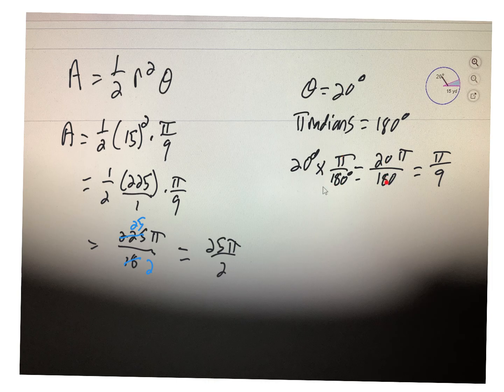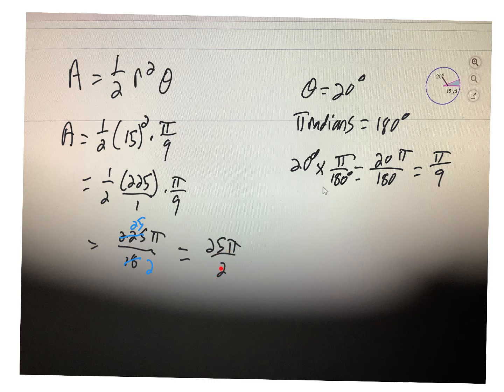So that'd be 20 pi over 180. You divide by 20, so that's the same as pi ninths if I simplify. So the angle is pi ninths. 15 squared is 225, so it's 225 pi over 2 times 9, which is 18. You can divide by the common 9.